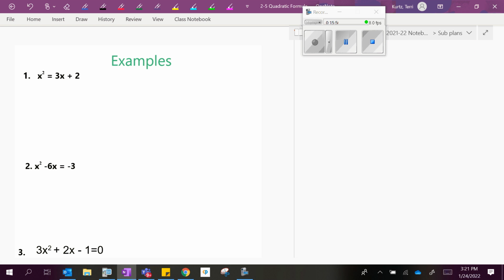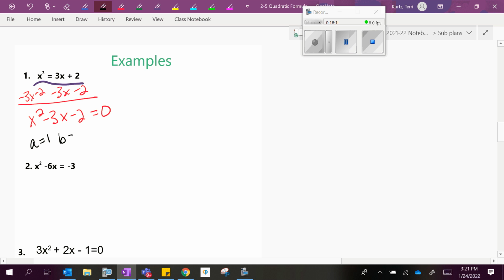All right, so let's just try 3 more examples. So we look at this one. Again, I always recommend keeping that x squared term positive. So even though there's more terms over here on the right than the left, I'm still going to subtract and bring everything over to the left. So I get x squared minus 3x minus 2 equals 0. I'm going to identify my A, my B, and my C. So A equals 1, B equals -3, C equals -2.